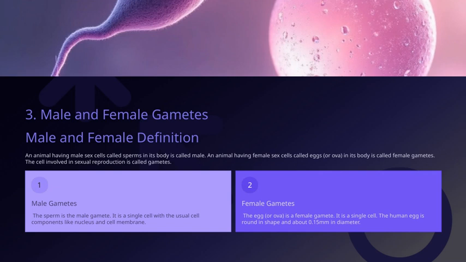Both these gametes are fundamental to sexual reproduction because they carry the genetic material from each parent. Understanding these cells helps us appreciate how new life begins and the diversity we see in the animal kingdom.